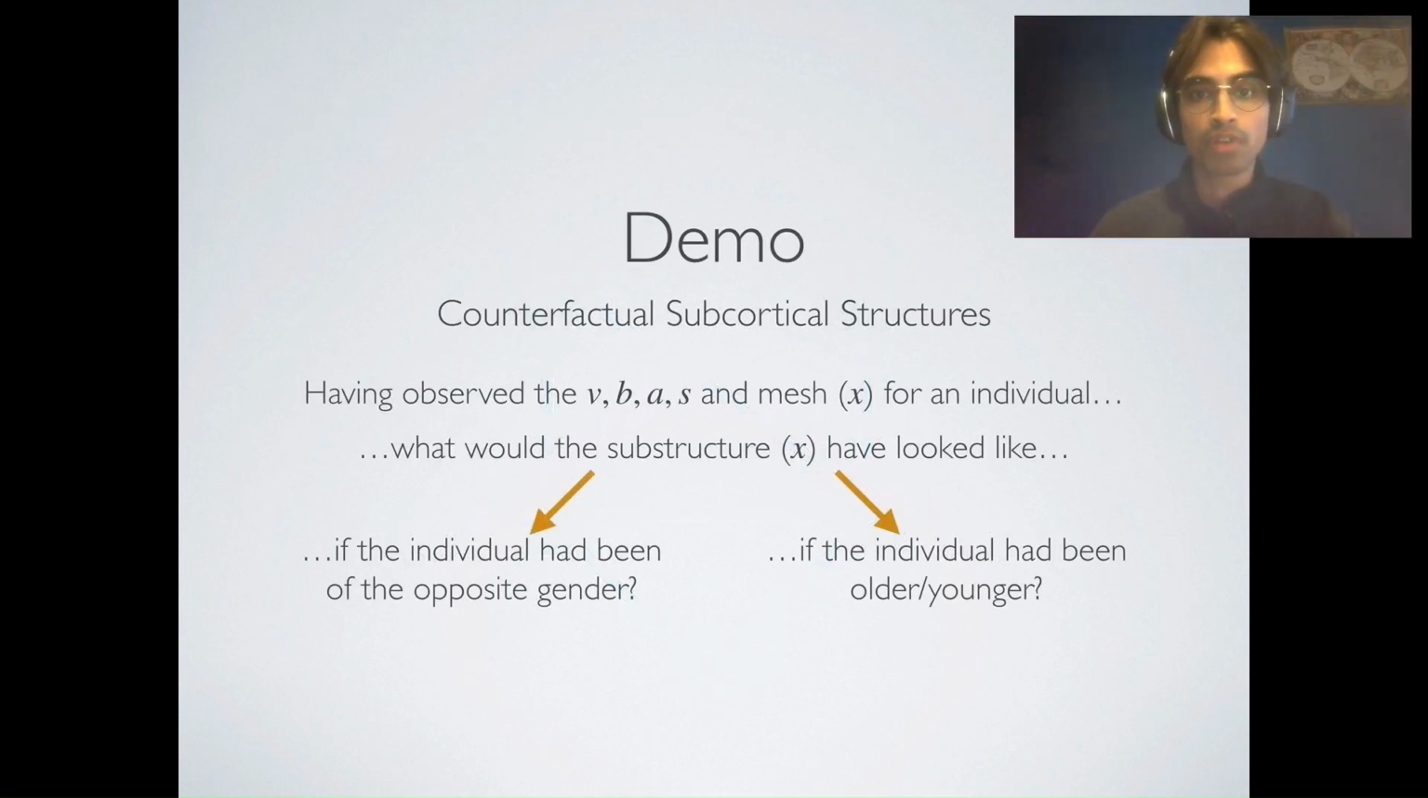With this causal graph, we can answer counterfactual questions of the form: having observed features about an individual, including age, sex, and a mesh of a substructure in their brain, what would that substructure have looked like had that individual been of the opposite gender, for example, or been younger? In this case, the answer will come in the form of an automatically generated 3D subcortical mesh.